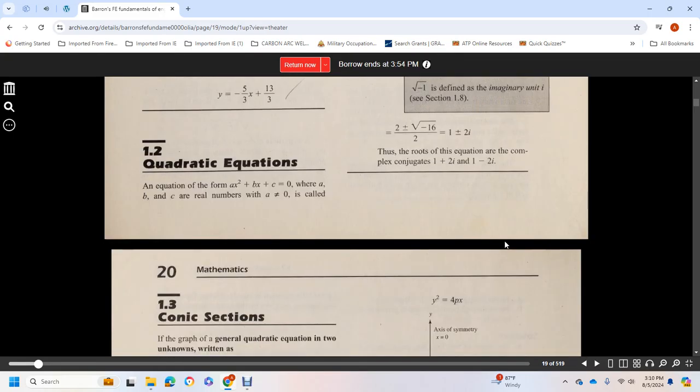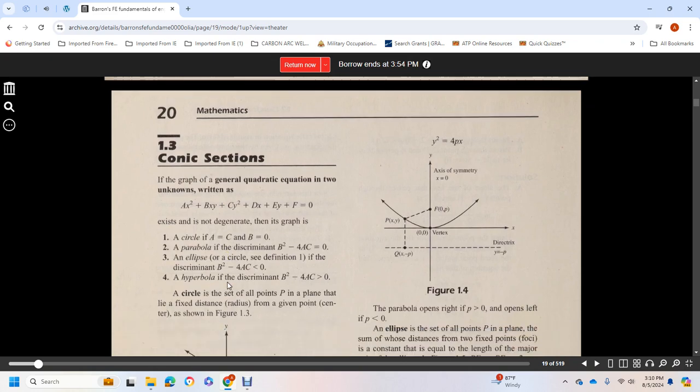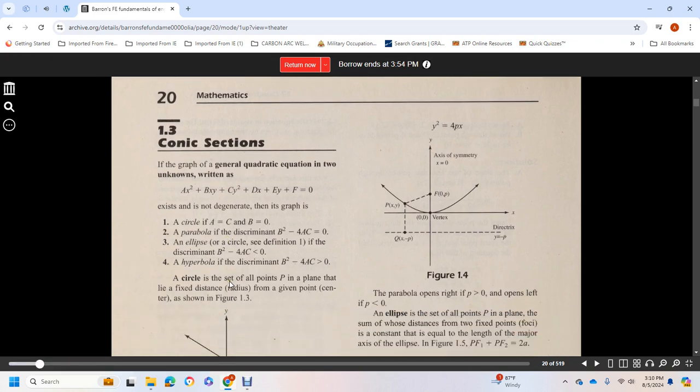And it shows the conic sections. The graph of the general quadratic equation in two unknowns is written as ax squared plus bxy plus cy squared plus dx plus ey plus f is equal to 0. If it exists and does not degenerate, the graph is a circle if a equals c and b is equal to 0. A parabola if the discriminant b squared minus 4ac equals 0. An ellipse, or a circle, if the discriminant b squared minus 4ac is less than 0. A hyperbola if the discriminant b squared minus 4ac is greater than 0.